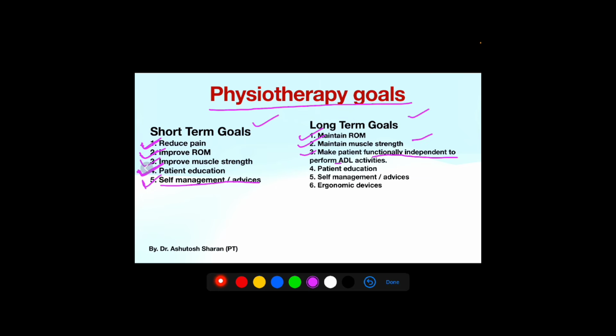making patient functionally independent to perform medial activities. Once again, patient education, which is very, very necessary. Fifth one is self-management or advices. And the sixth one is ergonomic devices.